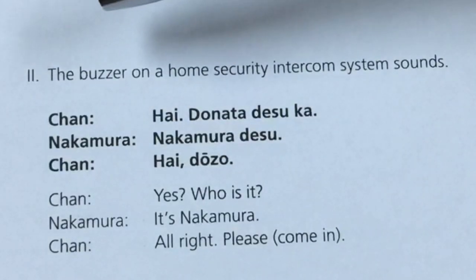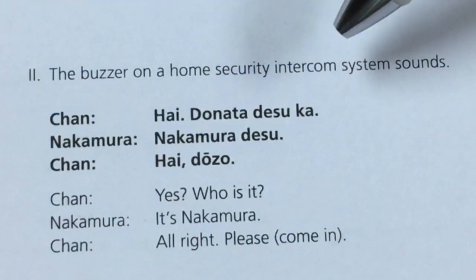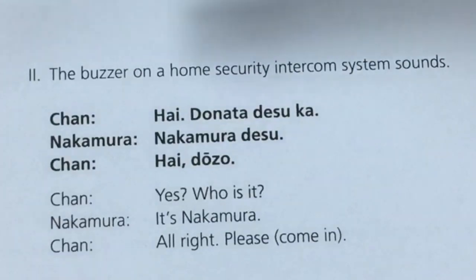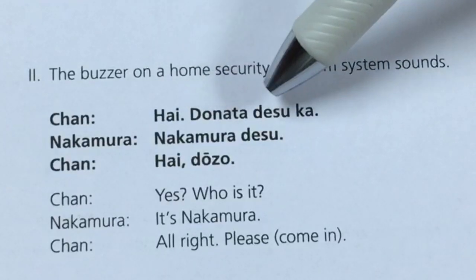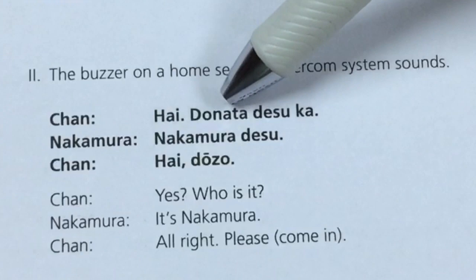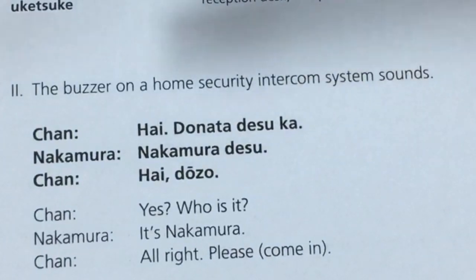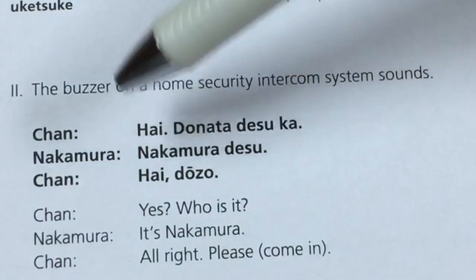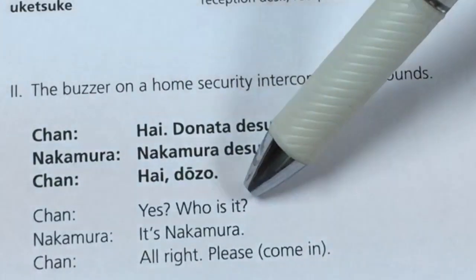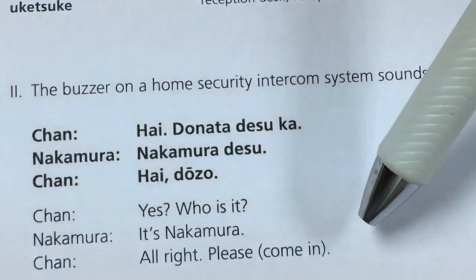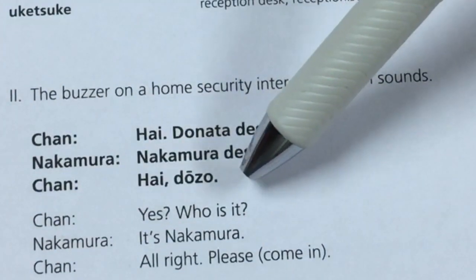It's a conversation between Mr. Chan and Mr. Nakamura. Somebody is visiting the house of Mr. Chan. So Mr. Chan is asking, Hai, donata desu ka? Yes, who are you? Who are visiting? Mr. Nakamura said, Nakamura desu. I'm Nakamura. Mr. Chan said, Hai, dozo. So when you allow somebody to do something, you say, Hai, dozo. So it means please go on, please come in.